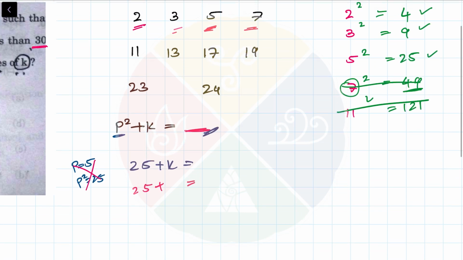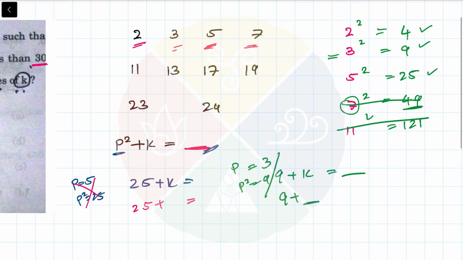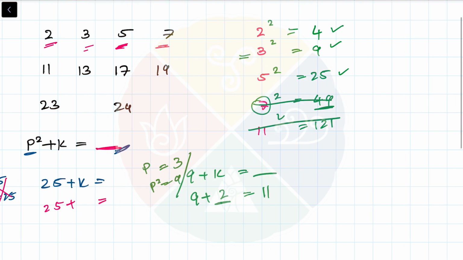Now let's check the next value. I'm going to say p is 3. If p is 3, p square is 9. So 9 plus k should be some prime number less than 30, right? If I put 9 plus 2, I'm going to get 11. Yes, that is a prime number less than 30. So k can be 2. One possibility I got. Now let's substitute. If it is 3, 9 plus 3 is 12. No. 9 plus 5 is 14, not a prime number. 9 plus 7.